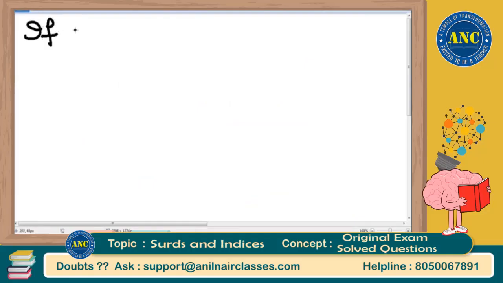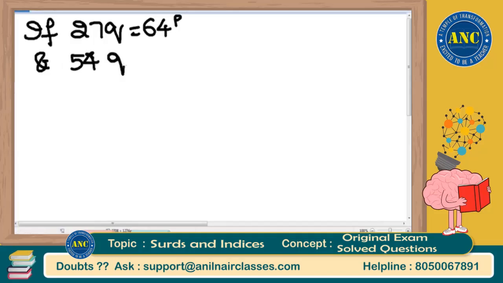Next question. If 27 power q is equal to 64 power p and 54 power q is equal to 2 power p, right? Then find the value of p. Now listen carefully, sir. Again it's a very easy question to solve.